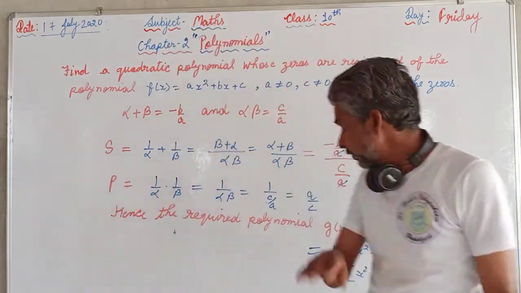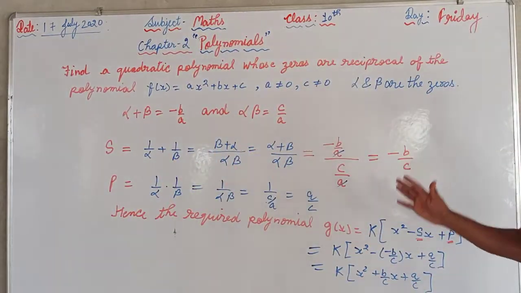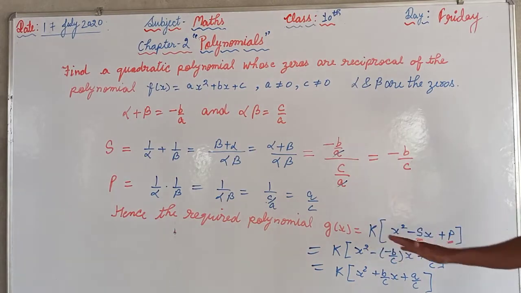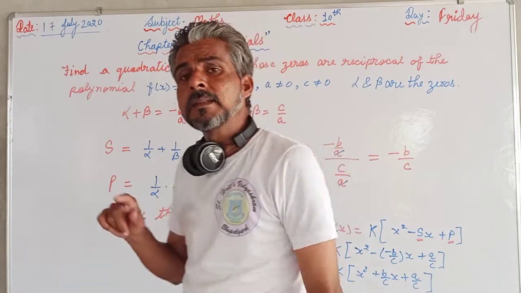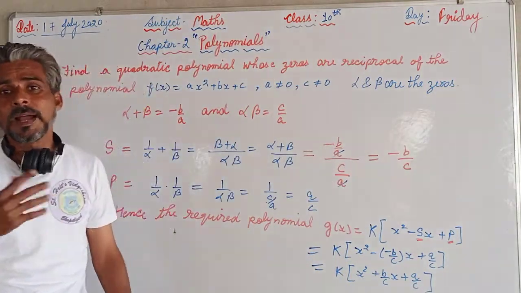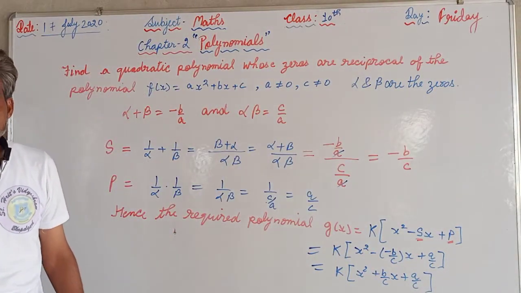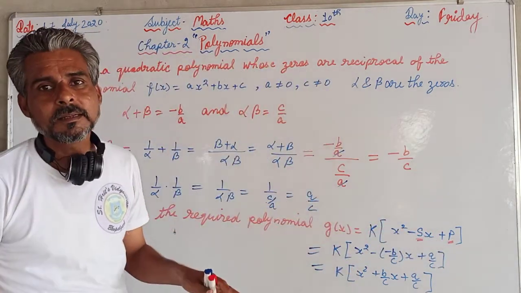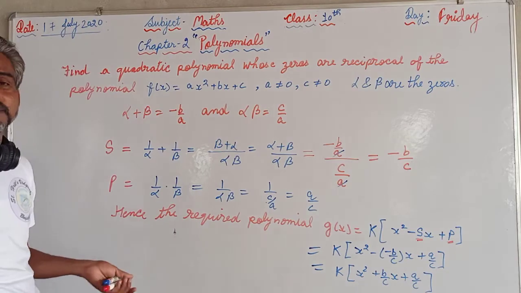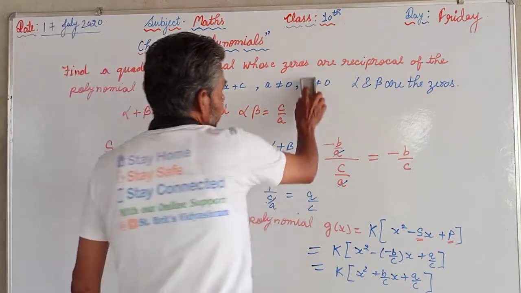Again I am repeating that the general form of a polynomial is k, the constant, into x square minus sum of the zeros into x plus product of the zeros. So we are supposed to keep the general form in our mind and afterwards we can proceed. So this is the question. We will take one more question.